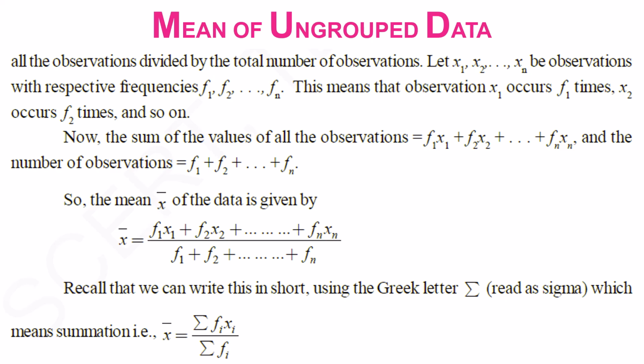We can write this in short, using the Greek letter sigma, which means summation. x bar equals sigma fi xi divided by sigma fi.